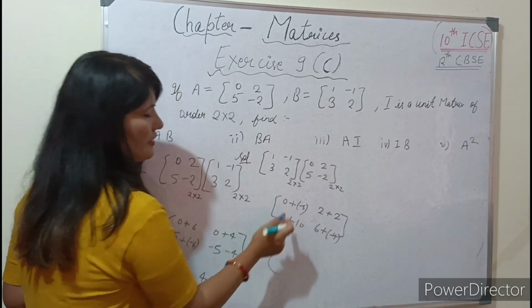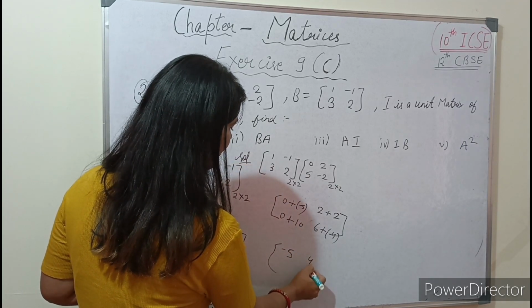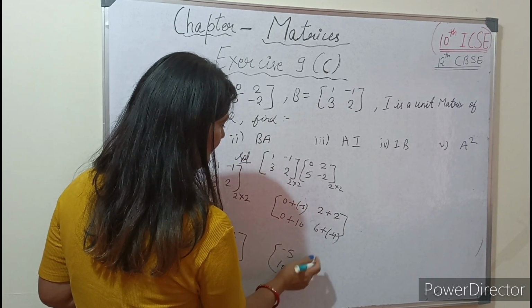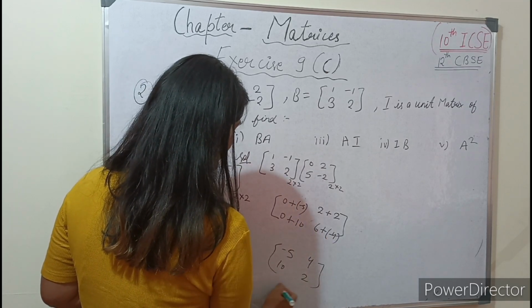Now this is plus minus is minus. So 0 minus 5 is minus 5. 2 plus 2 is 4. 0 plus 10 is 10. Plus minus is minus. So 6 minus 4 is 2. This is your answer.